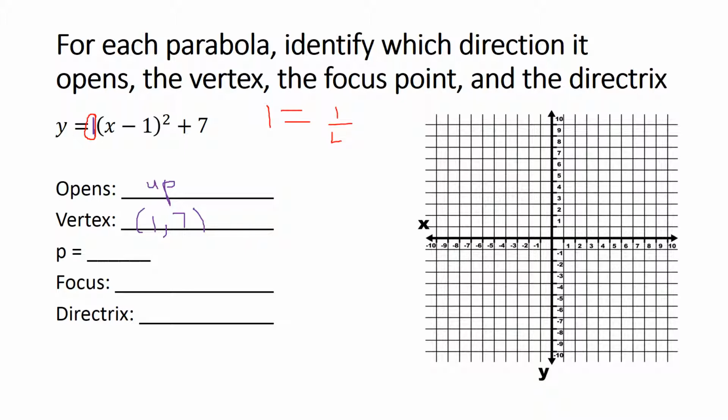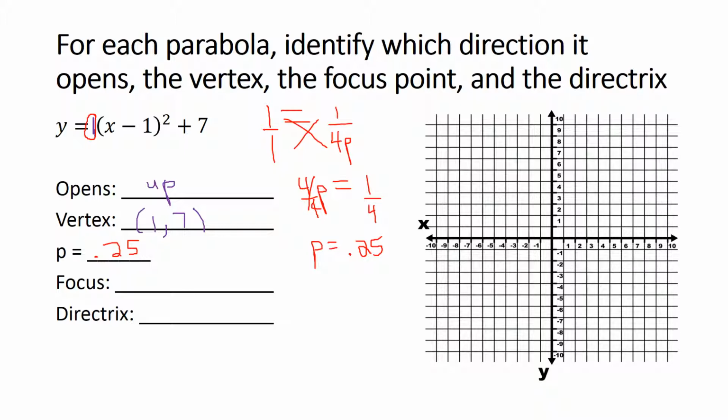equals 1 over 4p. Remember, if you have two fractions, you can cross multiply. So I'm going to take my whole number 1 and place it over 1. That way I have two fractions and I can cross multiply. 1 times 4p is 4p, and 1 times 1 is 1. To get p by itself, I'm just going to divide by 4 on both sides. And I get p equals 1/4, or 0.25.